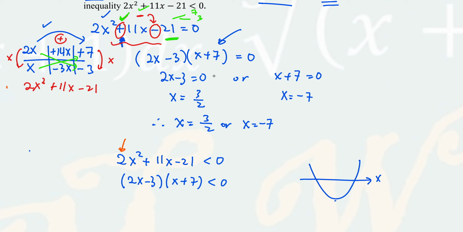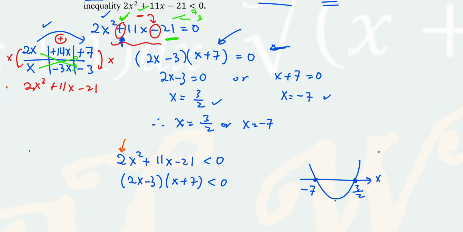So I know that when y equals 0, I found two values of x: one is 3 over 2, another one is minus 7. So this will be my x-axis, which means at these particular points, y will be 0. So I can easily label the one on the left side by minus 7 because we have found it in the previous part, and the other one will be 3 over 2.